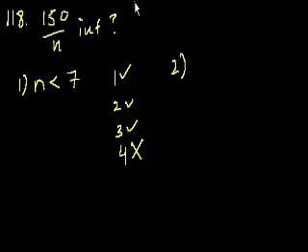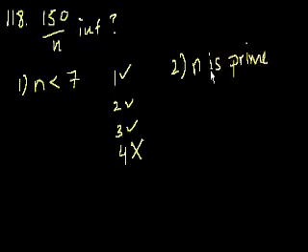Statement 2, n is a prime number. This statement by itself is not useful because n could be a prime number larger than 150. So that by itself doesn't tell us that we definitely can get an integer. And n could easily be 1, or it could be 3, which would allow it. So it doesn't tell you one way or another whether this is an integer.